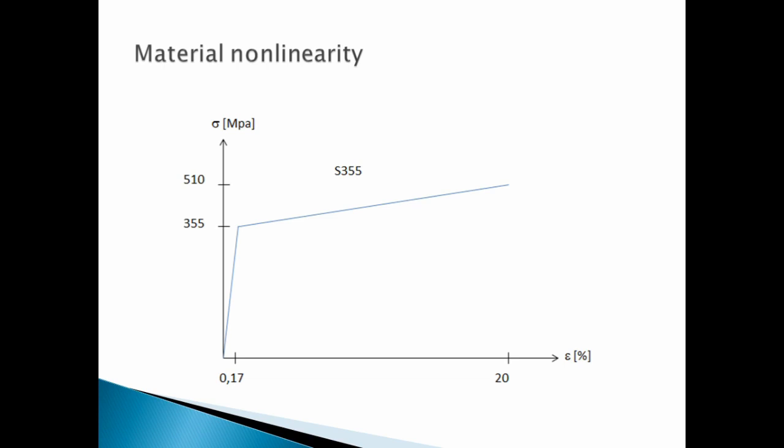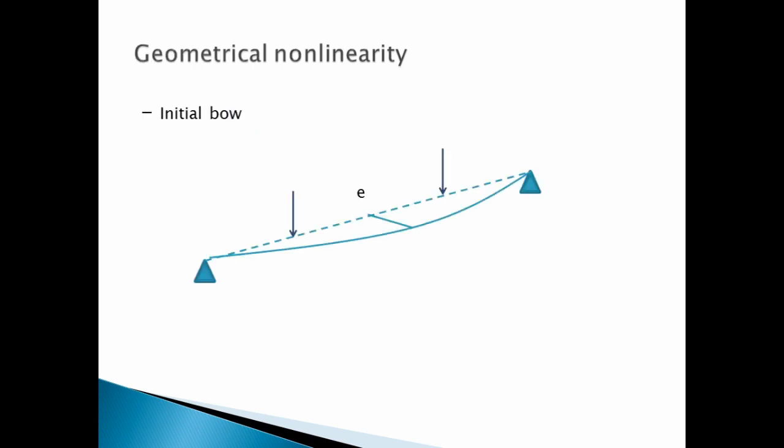You can also use more complicated curves like multilinear curves. They will give you a more accurate solution, but for this tutorial I think this is more than enough. Then there is geometrical nonlinearity. We can see on the picture that no element is perfect. During production it develops an initial bow, and that's why it will show nonlinear behavior.